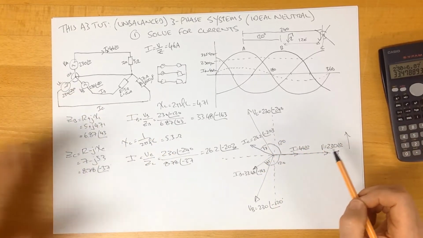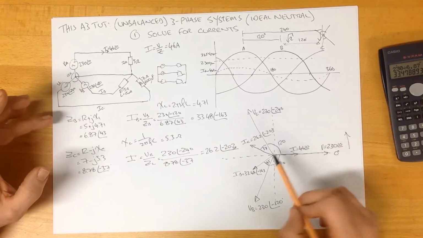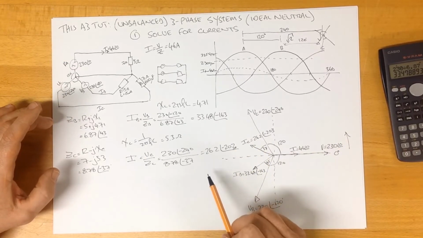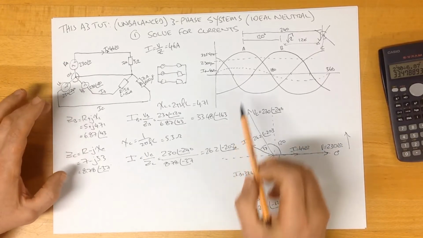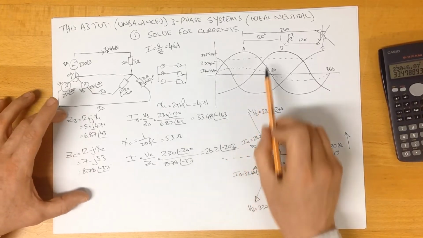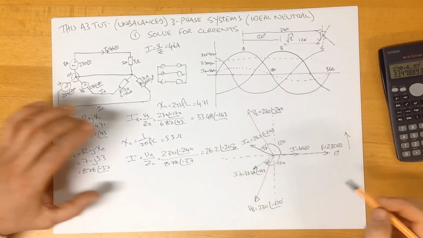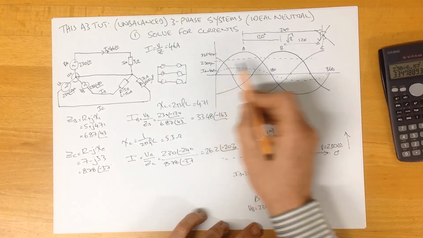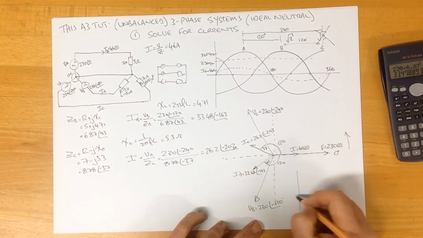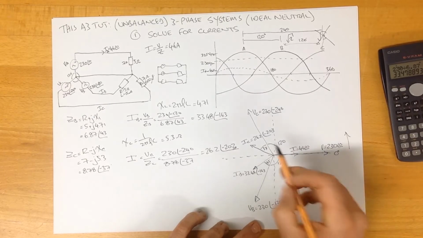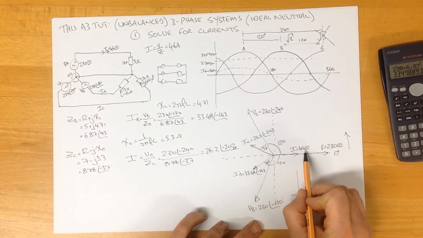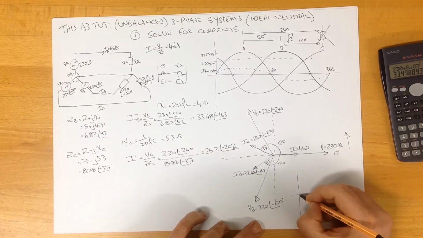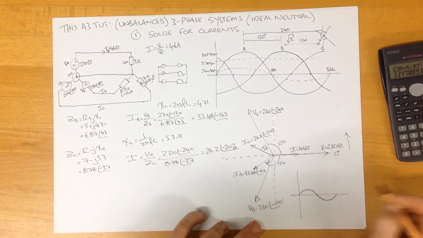Now, if we were to plot these currents in the time domain, like we did up here, we'd get something quite different from this. We'd get something that looks a little bit like this. We could do that. We can just do a quick sketch. It'll be a rough approximation. Our phase A current is here and it's in phase, so it's going to look a little like this.